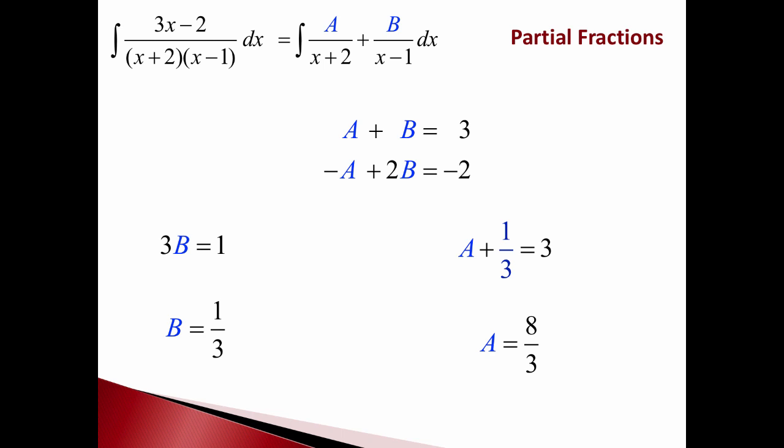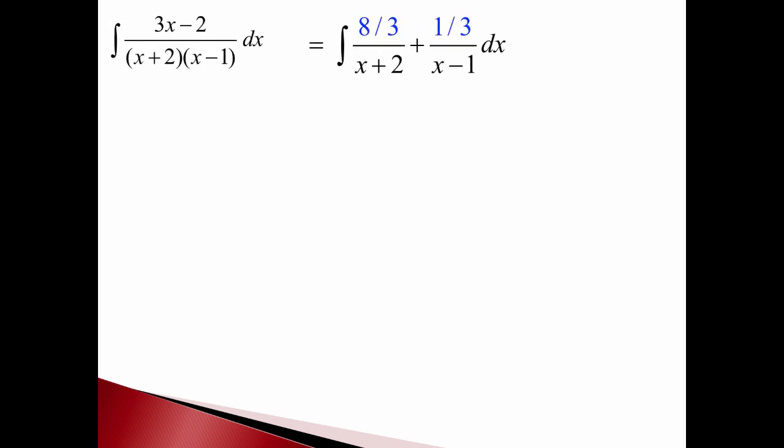And notice there's no calculus. This is awesome. This is just algebra. Okay? So now that I know what A and B are, I can substitute that in. And so what I have done is un-common-denominatored my fraction. I've busted that joker up into two separate fractions. 8 thirds over x plus 2 and 1/3 over x minus 1.